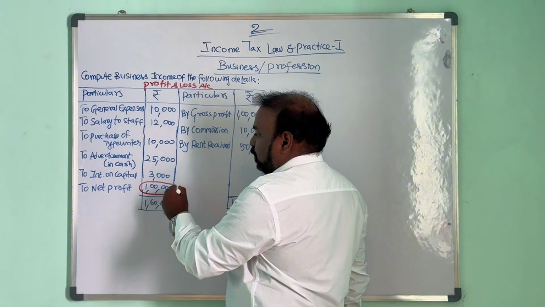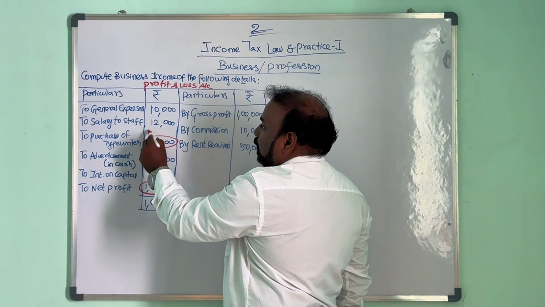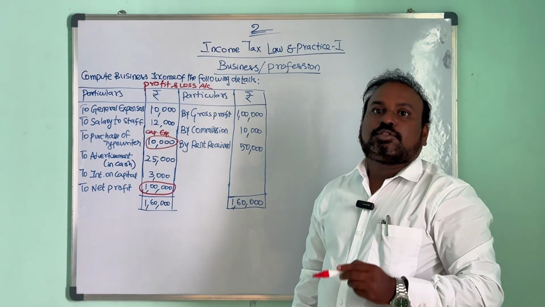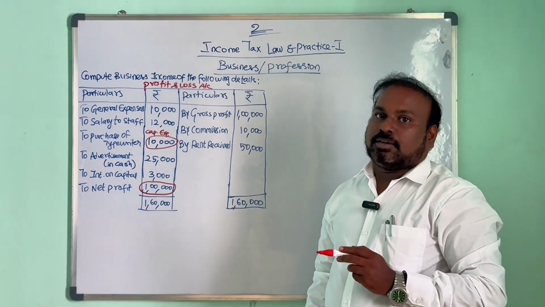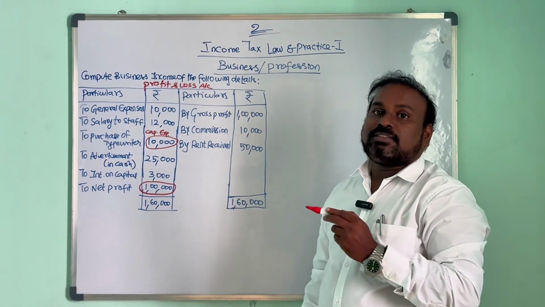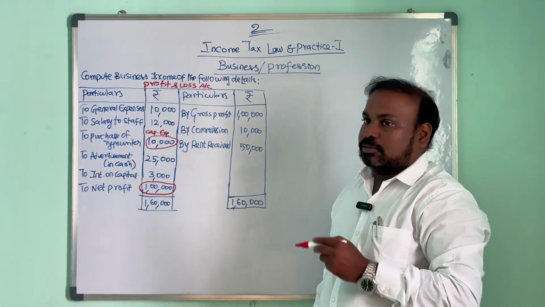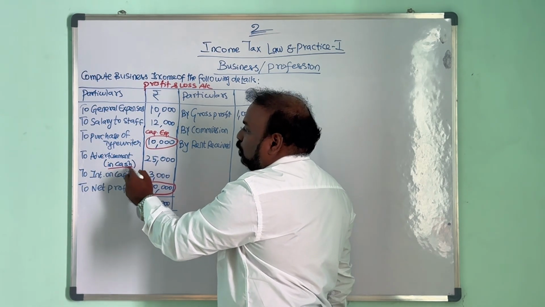So net profit is 1 lakh, and remember the purchase of typewriter is a capital expenditure. Capital expenditure should be shown on the asset side of the balance sheet, not in the P&L account. So we have shown it here, so it is disallowed. We have to add purchase of typewriter 10,000. Then advertisement 25,000, but it is paid in the form of cash.